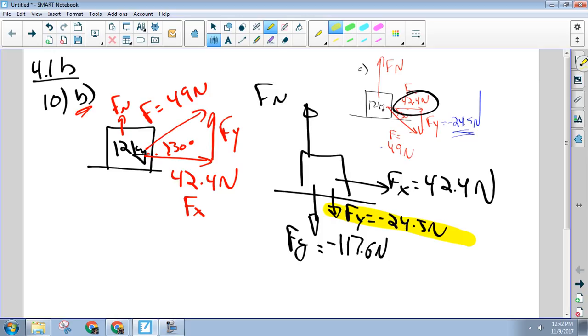Okay, then let me run through number 11 real quick, just because even though it's not going to be on the test, I do think there's value in it.